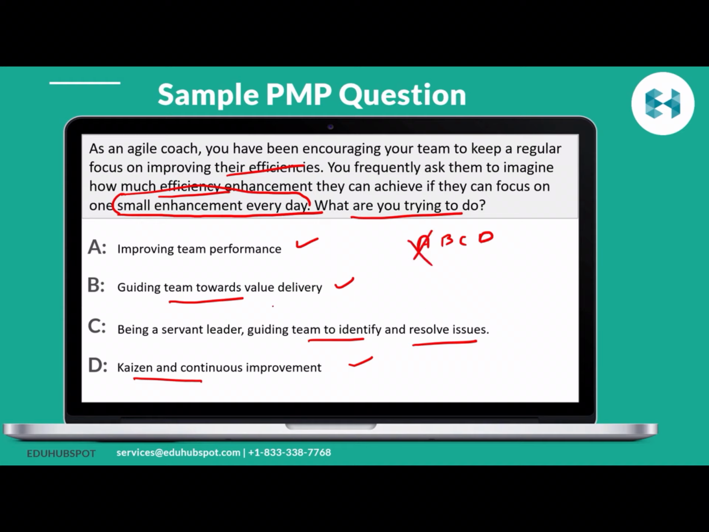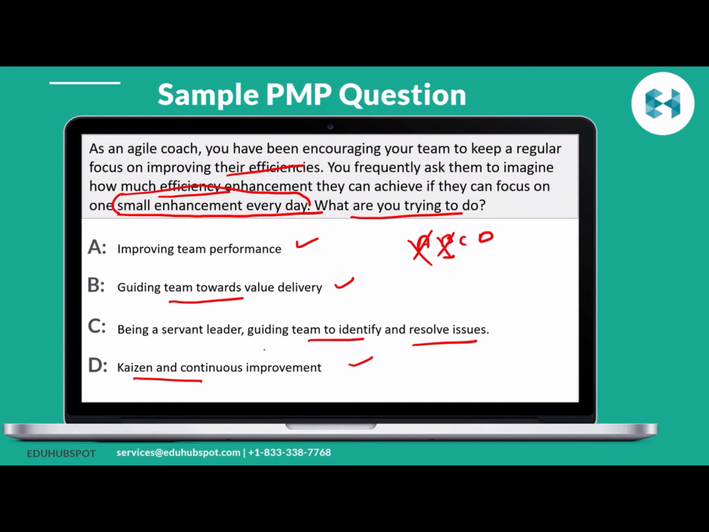B, guiding the team towards value delivery. One small enhancement every day does not mean that you are giving value. It may mean that whatever you made was worthless. It didn't prove what you wanted to make. So it doesn't necessarily mean that you are guiding the team towards value delivery. It could be, it may not. So it's a good option, but not definitely the best answer.